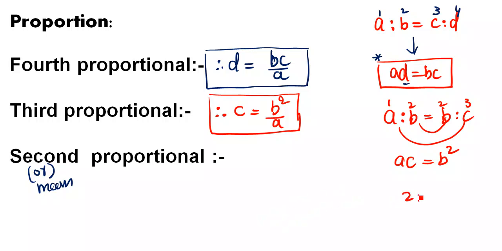For example, 2, 4. Find out the third proportion. These look like A and B, so we have to find out the third proportion, the C value. What is the third proportion formula? C is equal to B square by A. So B square is how much? 4 square by 2. 4 square is 16. 16 by 2: 2 eights are 16. C value is 8, guys. Just remember the formula, guys: C is equal to B square by A.